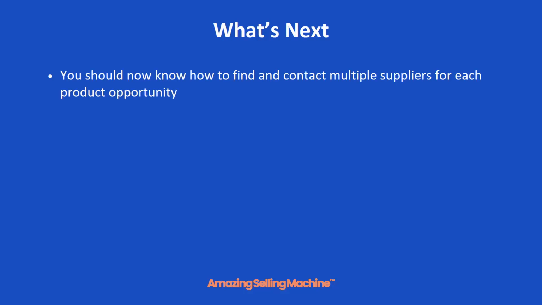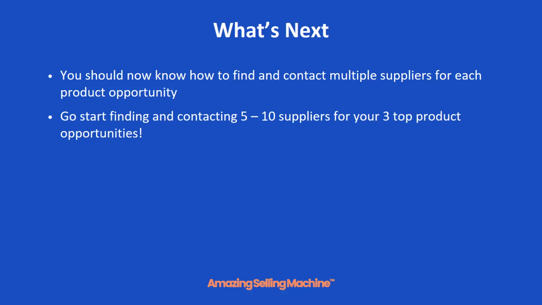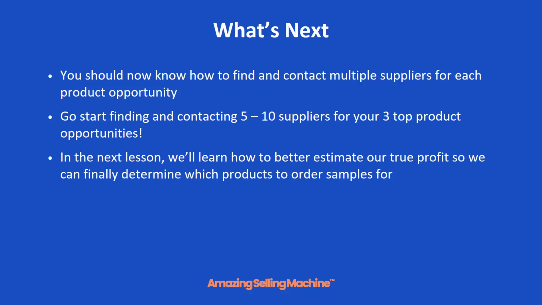So that's it. Now you know how to find and contact multiple suppliers for each of your top product opportunities, whether those suppliers are in the United States using Google or overseas using Alibaba.com. The next step is to go start finding and contacting at least 5 to 10 suppliers for each of your top 3 product opportunities. And then as suppliers get back with you, you can capture those that seem like they might be a good match on your product opportunity spreadsheet. In the next lesson, we're going to learn how to better estimate our true profit so that we can finally determine which products to order your samples for. So I'll see you in the very next lesson.